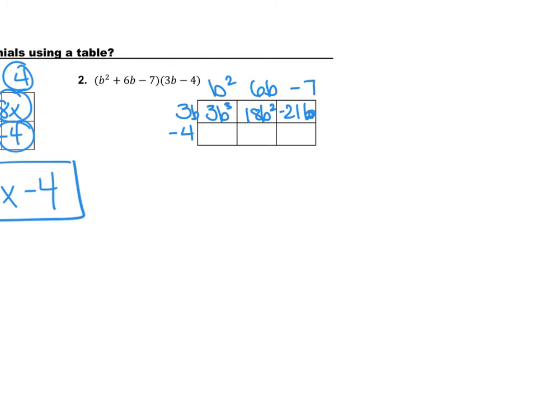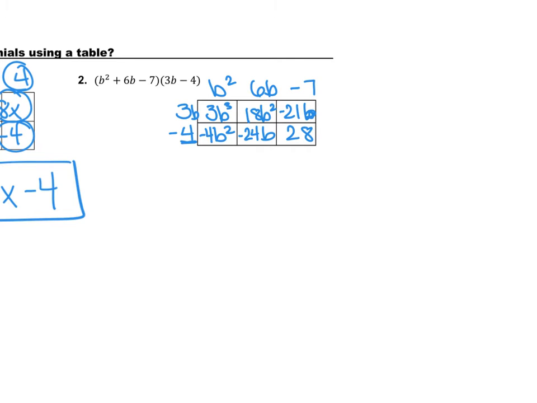All right, so now let's come over to the next row, and I'll be multiplying the negative 4 times all the terms that are on the top. So I have negative 4 times b squared, giving me negative 4b squared. And then negative 4 times 6b is going to give me negative 24b. And then negative 4 times negative 7 gives me a positive 28.